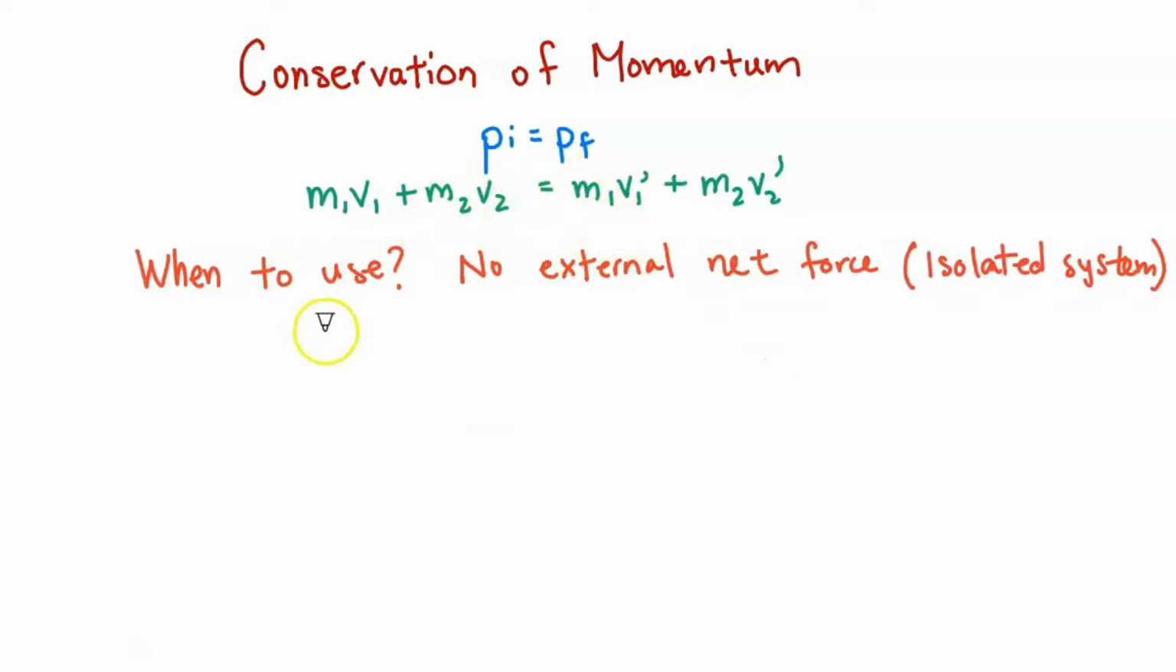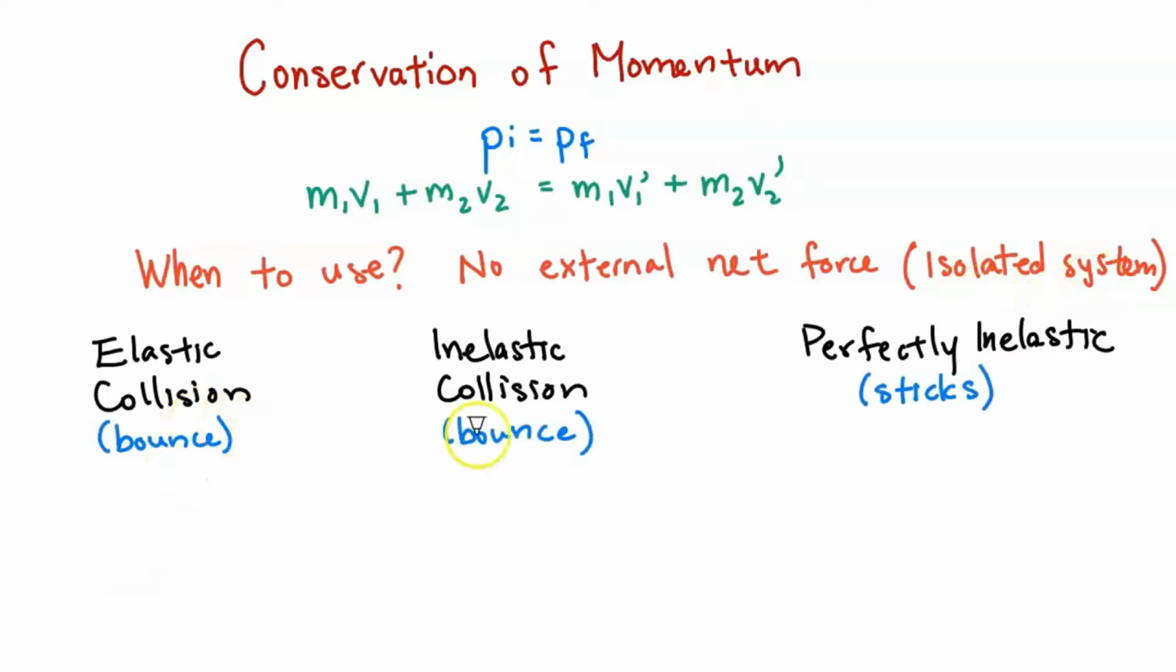We can use this when there are no external net forces on the object. So if you have two carts that are colliding, that means that there cannot be any friction. If there was friction, then you would have an external net force, and this equation wouldn't work. So this equation works if there is no external net force, and in this situation we would call it an isolated system. So now let's take a look at three types of collision.